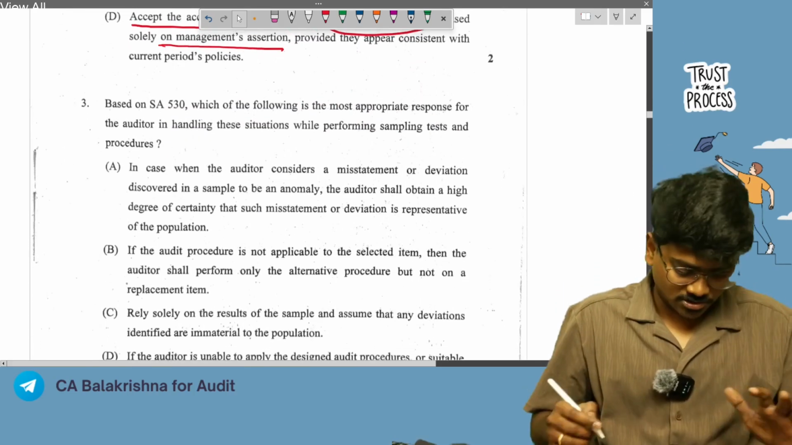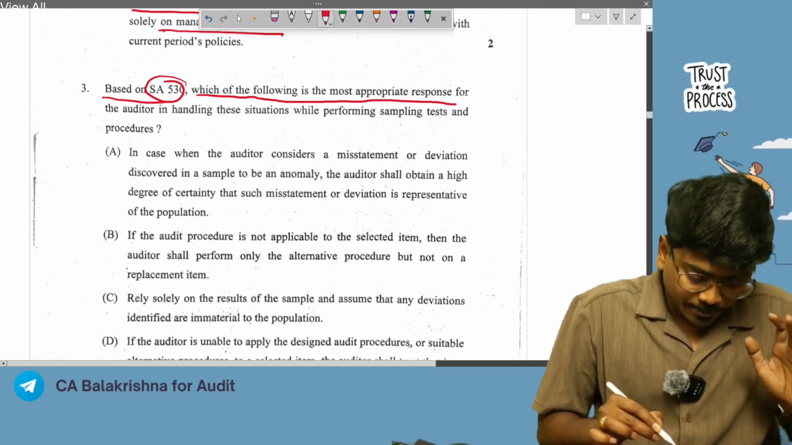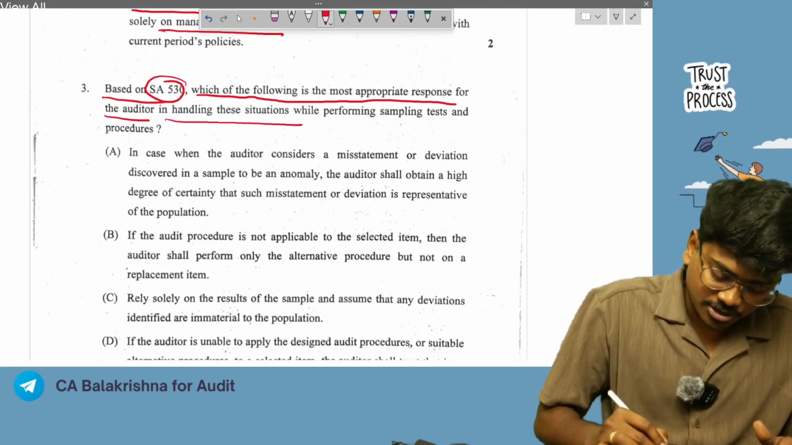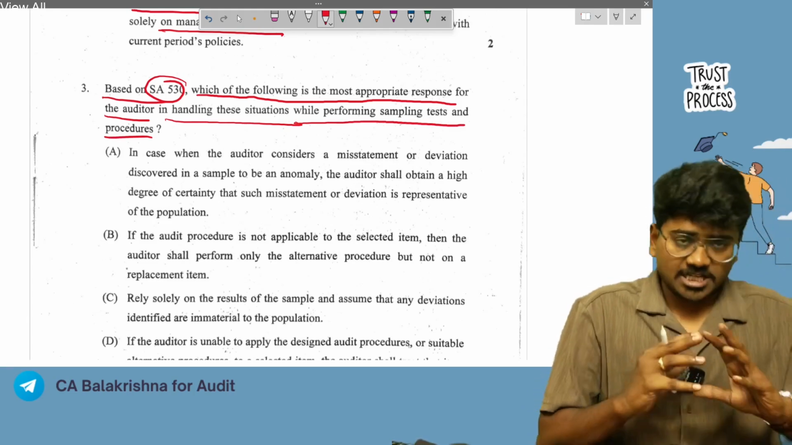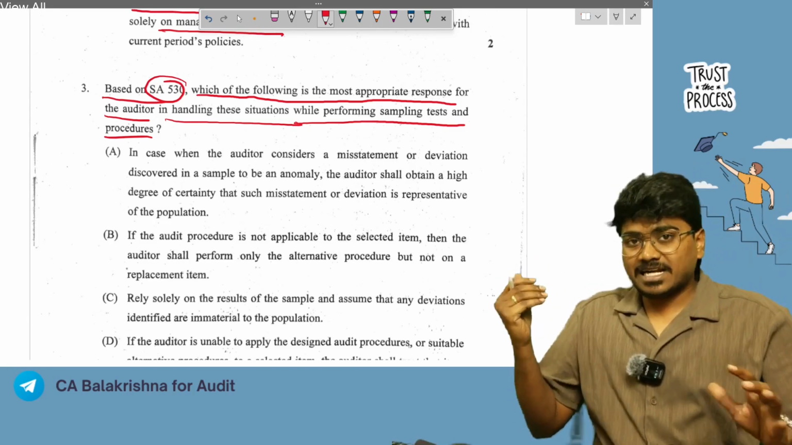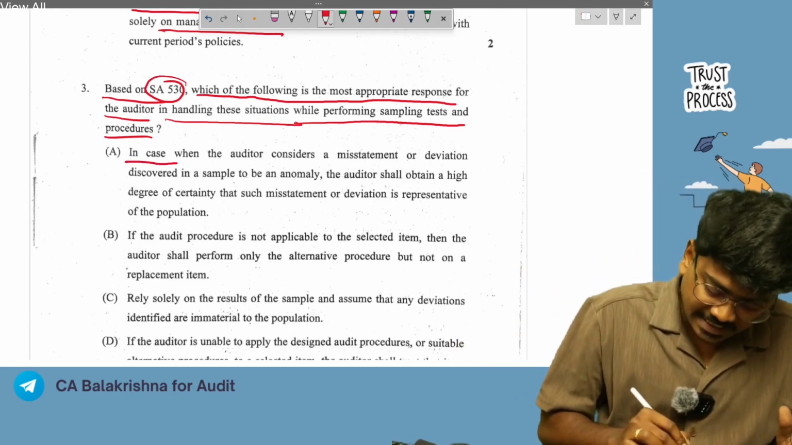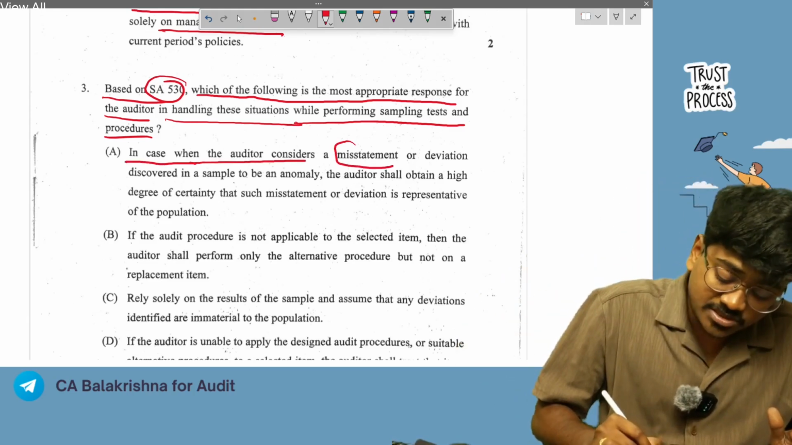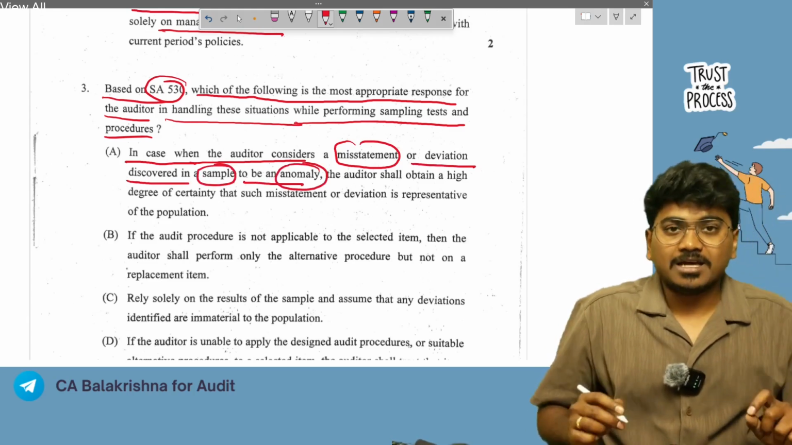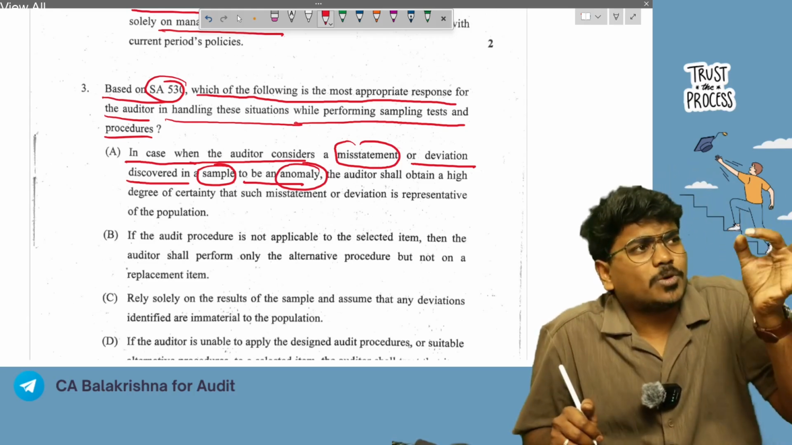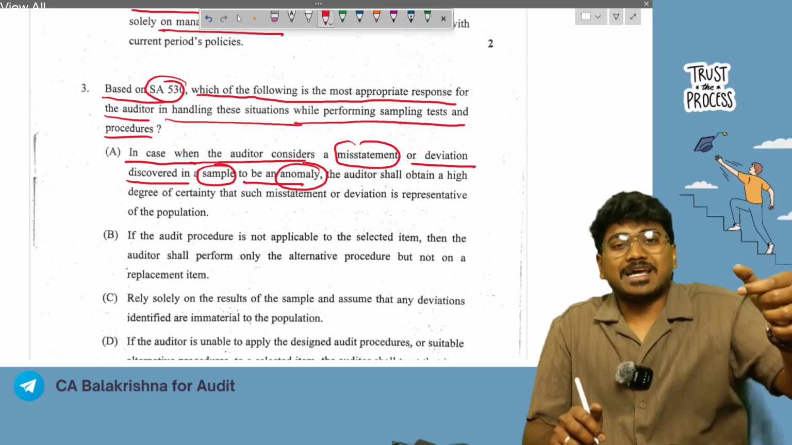Option A is correct. Next, based on SA 530 sampling, which of the following is the most appropriate response for the auditor in handling these situations while performing sampling tests and procedures? Let us see. With respect to SA 530, we need to select the appropriate option from the four options given below. In case the auditor considers a misstatement or deviation discovered in a sample to be an anomaly. Anomaly means the misstatement is present only in this item. This type of misstatement will not be present anywhere else. Then you will call that item an anomaly.